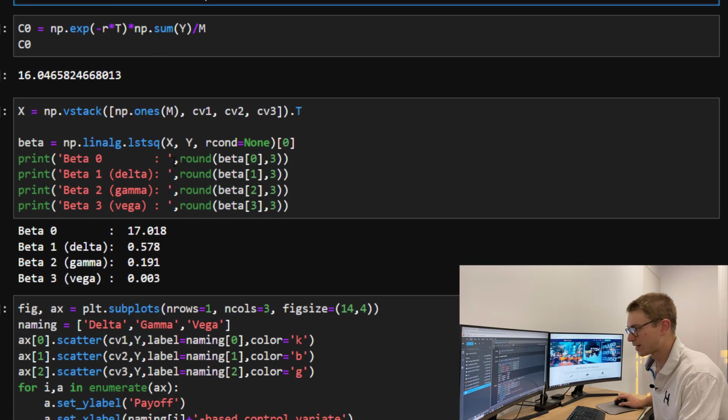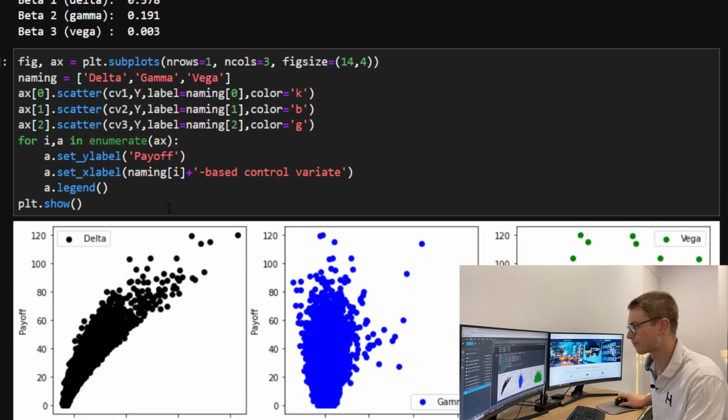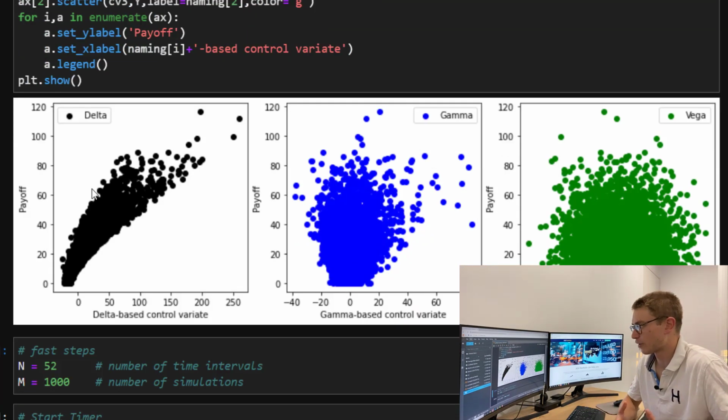So once we look at that, we can take our linear least square components and we can see the relationship between our payoff of the stochastic look back call option and then our delta, gamma, and vega. And these are what we're going to use as our control variates going forward to reduce the error. What does that look like? Well, essentially, in this diagram, you can see the relationship between the delta, the gamma, and the vega-based control variates with respect to the payoff.